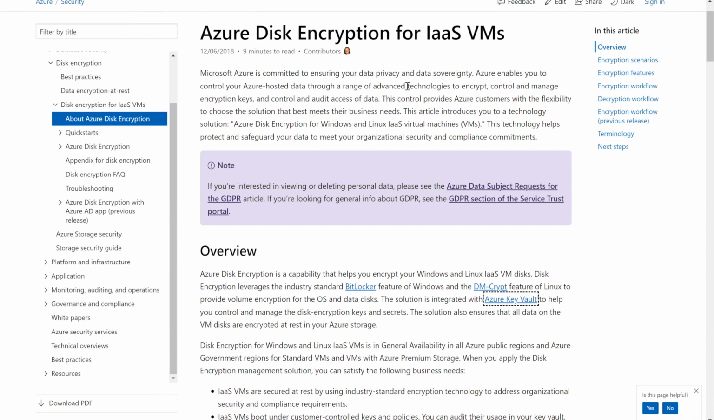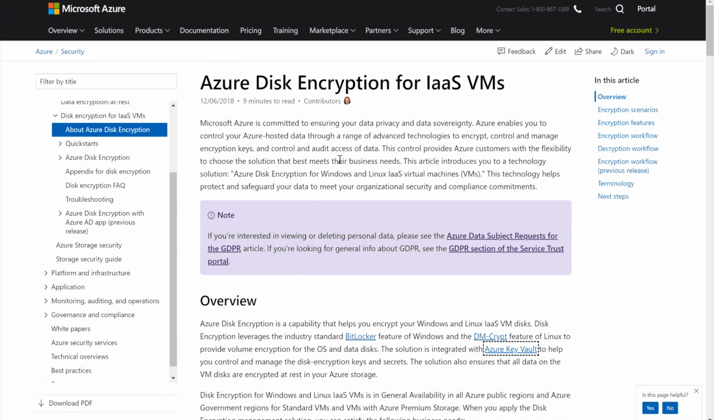So what are you getting as a benefit of doing disk encryption? You're getting the use of your own keys that Microsoft isn't aware of because you're providing them and you're storing them in your own key vault, which in theory is not accessible to anybody but the administrator who sets up the key vault and the keys that are within it.